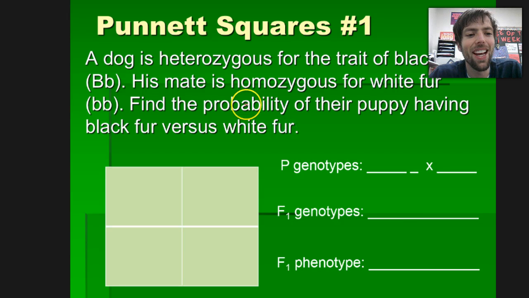Let's get going. A dog is heterozygous for the trait of black fur, big B, little b. His mate is homozygous for white fur, or little b, little b. Find the probability of their puppy having black fur versus white fur. Well, the first thing we need to do is write down the P or parent genotypes. You'll remember from our last set of notes that genotypes are those 2 alleles that an individual has for a trait. In this case, one of the parents has a big B, little b. So we're going to write the first parent here. Pardon my handwriting with my mouse. And then we're going to write the second parent here, little b, little b.